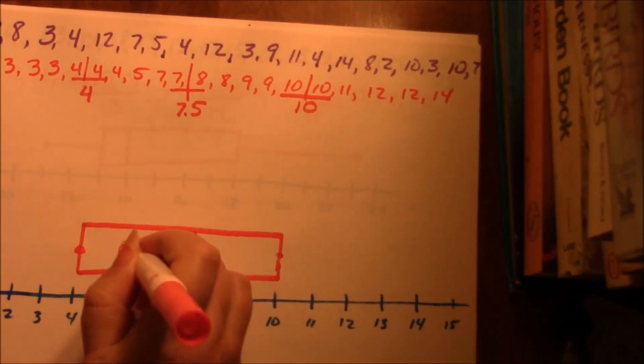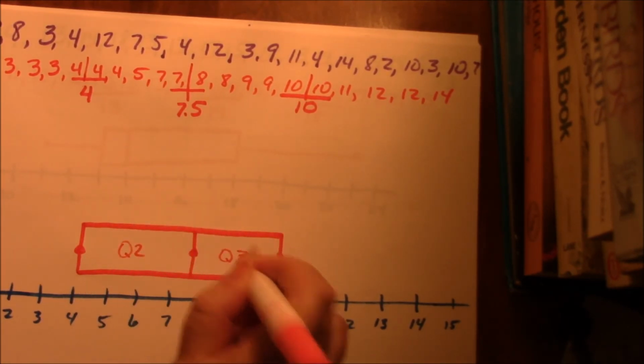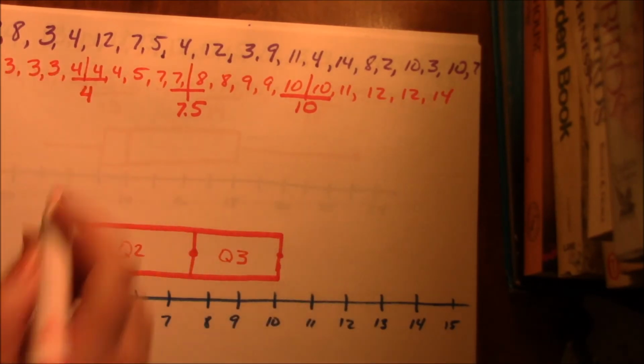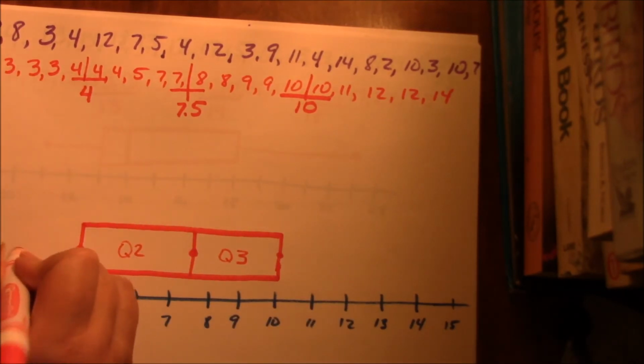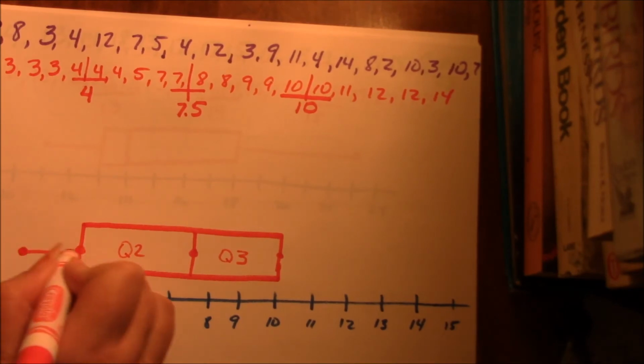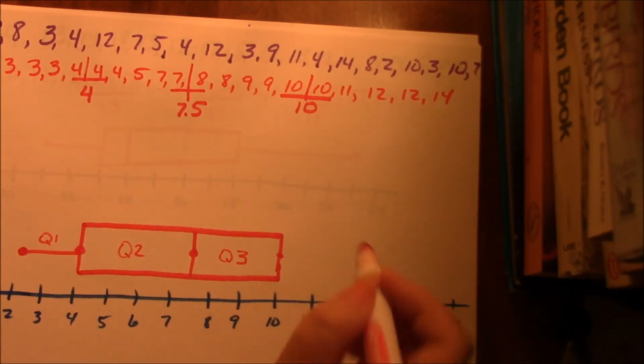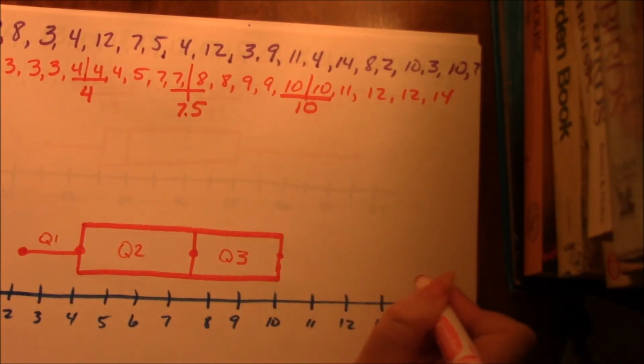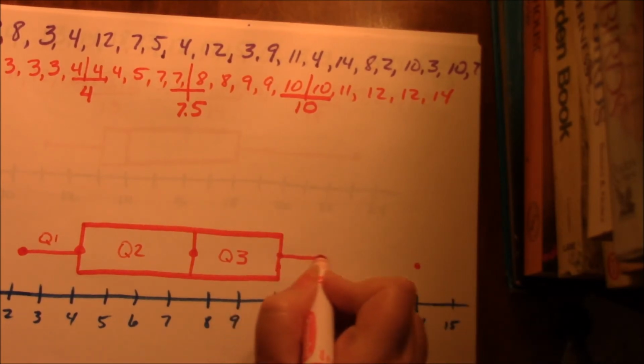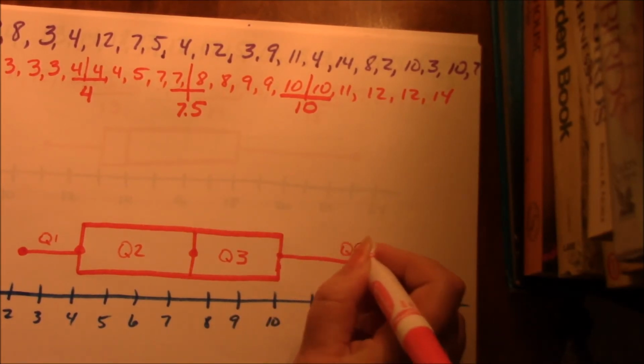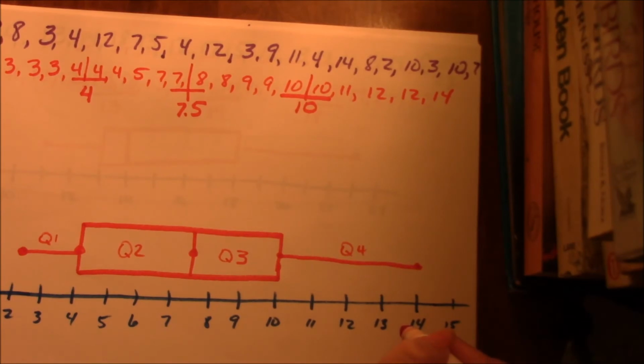So quarter 2 is here, quarter 3 is here, quarter 1 is out here, and it goes all the way down to 2. So I'm just going to put a dot there and draw a line. Here's my quarter 1. And quarter 3 is at 14. That one goes all the way out here to quarter 4. That's our box and whisker plot.